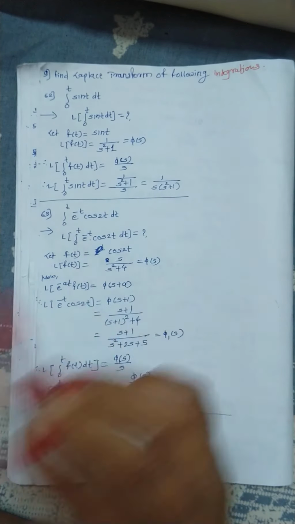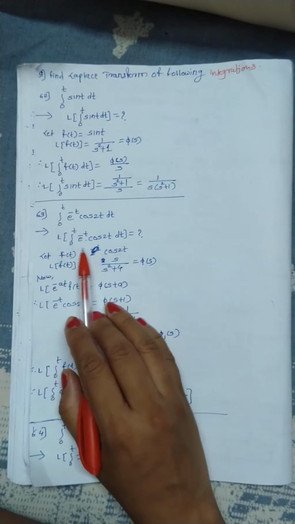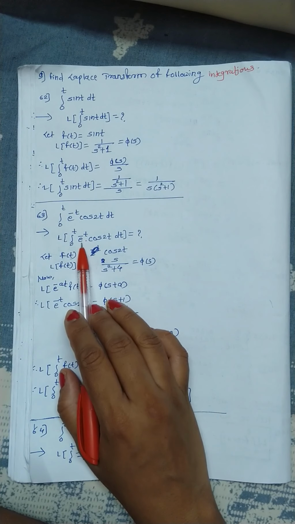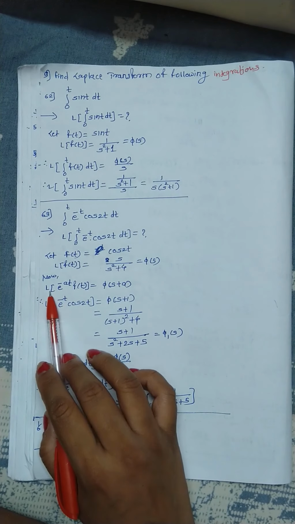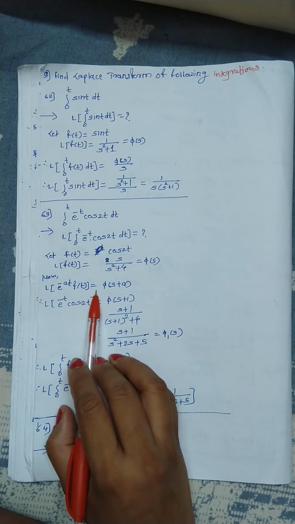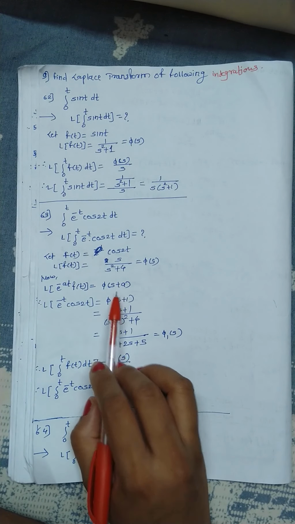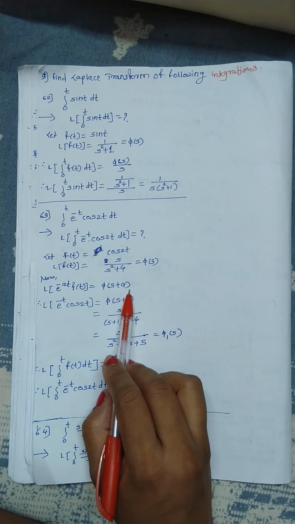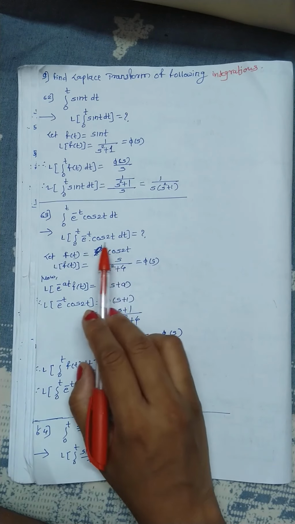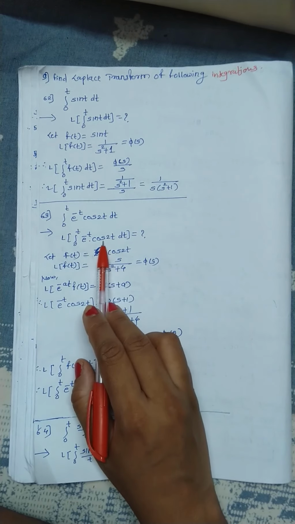We have to remember all the formulas. Okay, so what exponential property is there? This is the exponential property. L of e raised to minus at f of t dt is nothing but phi of s plus a. We have already studied this exponential property. Okay, that means what is the original function here? Cos 2t.